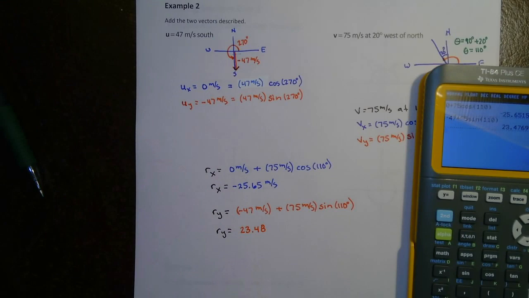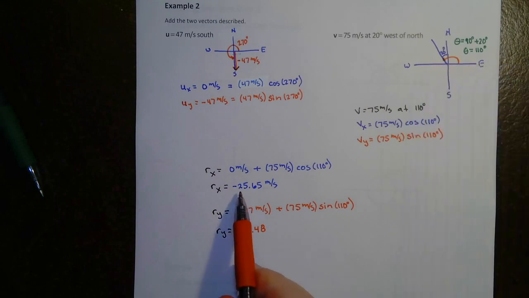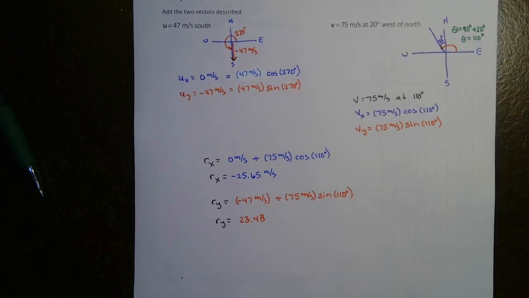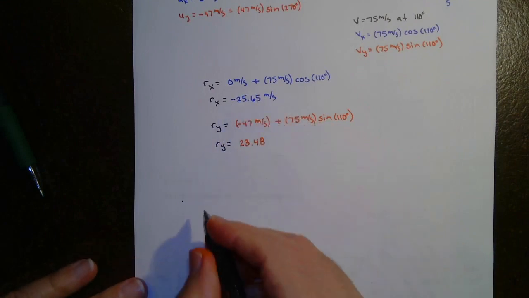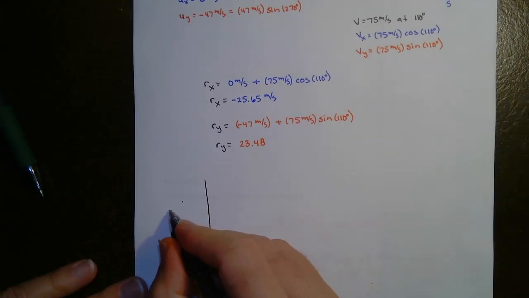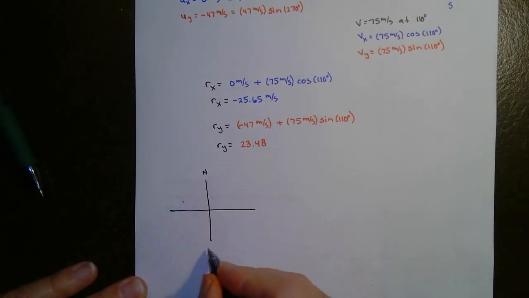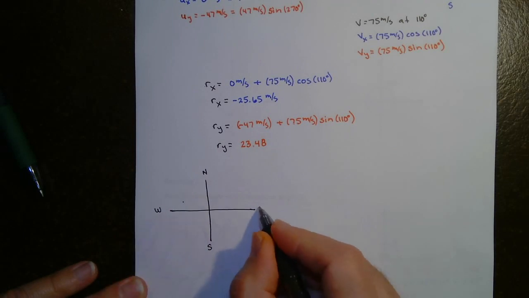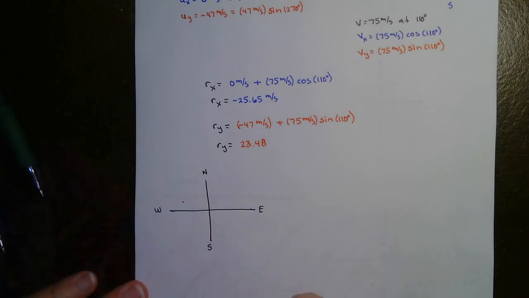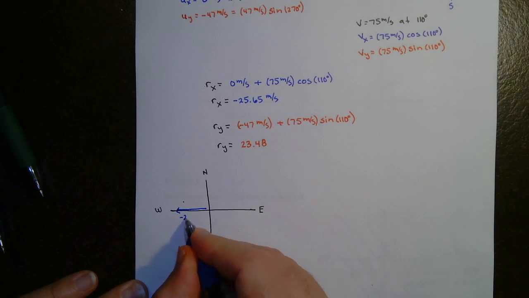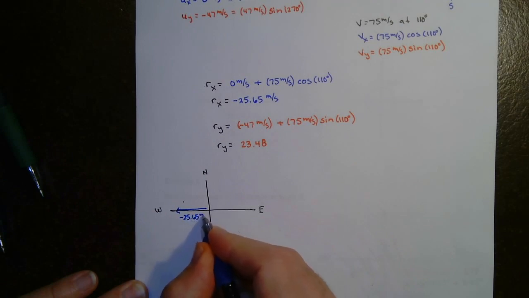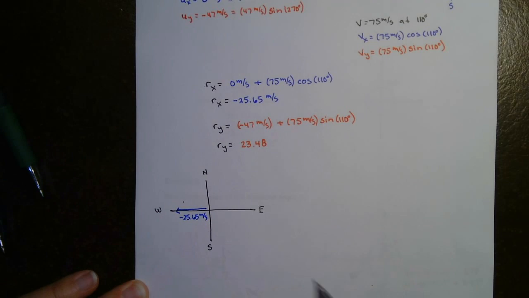Okay, so that means that I'm needing to draw a diagram where I go left and up. Okay, so I'm going to draw my diagram. I'm going to slide this up a little bit, because now we have our horizontal component and our vertical component of our last vector. So this is north, and this is south, and this is west, and this is east. And I'm going to go 25.65 to the left. So negative 25.65 meters per second. And I'm going to go up 23.48.